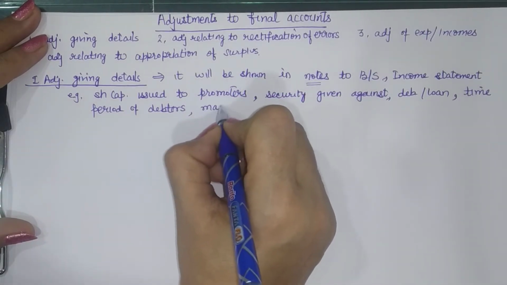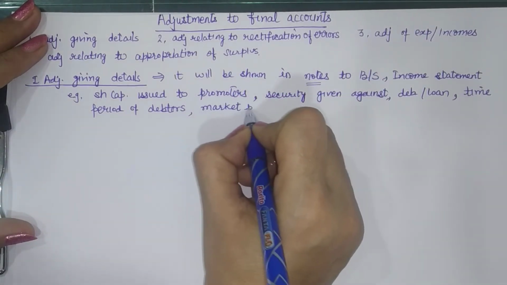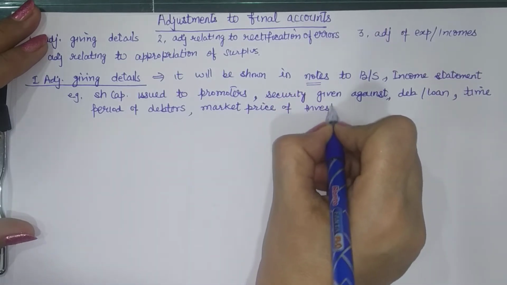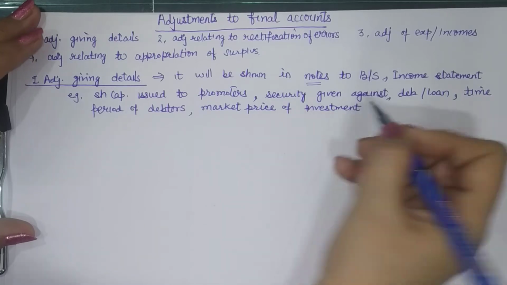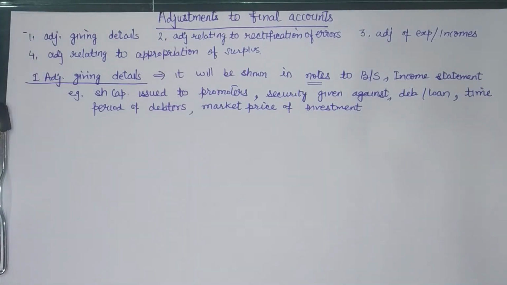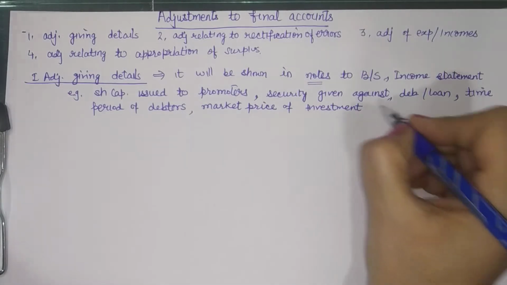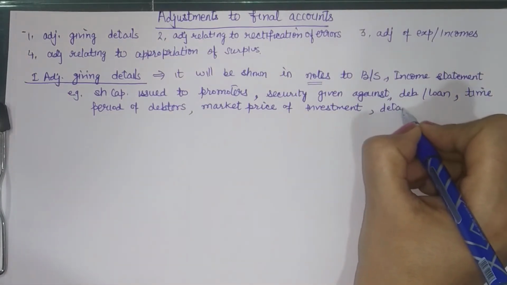Likewise, we might be given market price of investments. Now, we are not to show investments at their market price. We are just to give this detail in the notes. Similarly, we may have some adjustments giving details of the contingent liabilities.